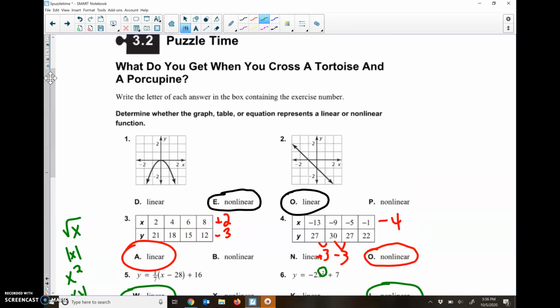So, answer for the joke, what do you get when you cross a tortoise and a porcupine? You get a slowpoke.